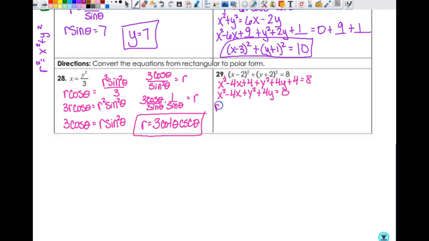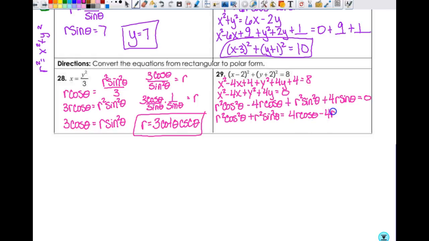So when I square this, this becomes r squared cosine squared theta minus 4r cosine theta plus r squared sine squared theta plus 4r sine theta equals 0. Leave my r squareds on the left, so r squared cosine squared theta plus r squared sine squared theta equals, and I'm going to move these over to the right, so I get a positive 4r cosine theta minus 4r sine theta.